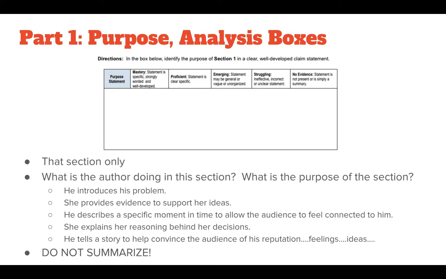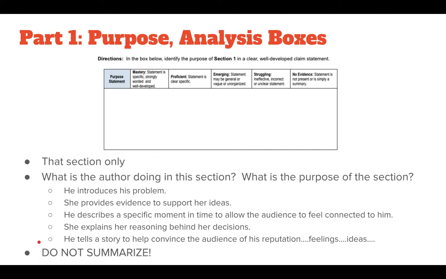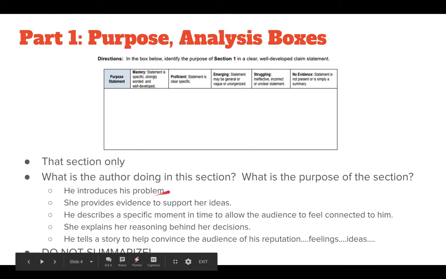So some examples of things that you can write there, and this would be perfect just as it is. You don't have to write loads and loads. So you could say the author is introducing his problem in this section. She provides evidence to support her ideas in this section. He describes a specific moment in time to allow the audience to feel connected to him in this section. She explains her reasoning behind her decisions in this section. He tells a story to help convince the audience of his reputation or feeling or his ideas. So this is all you need to have in that purpose box.